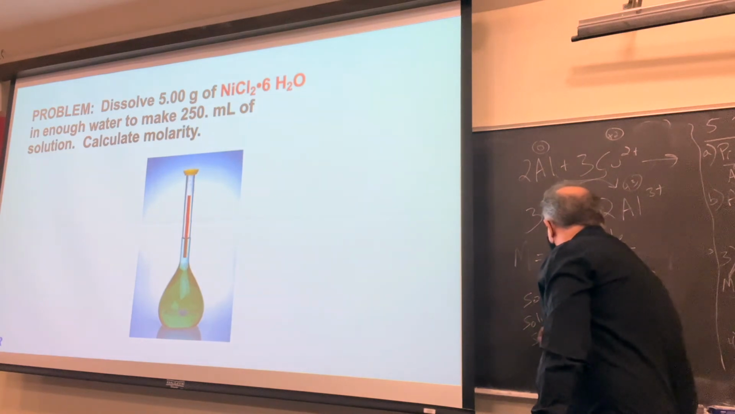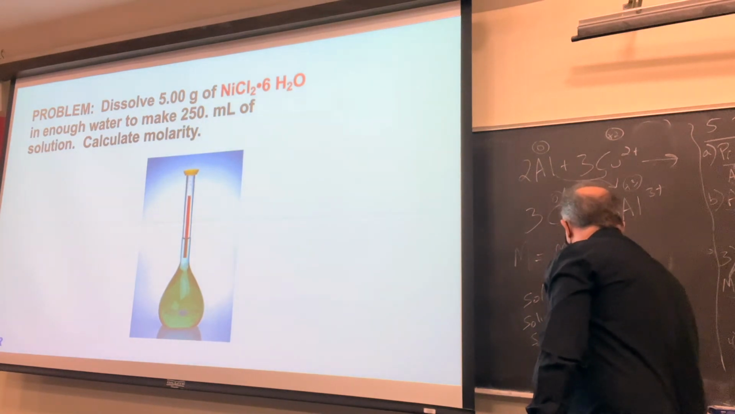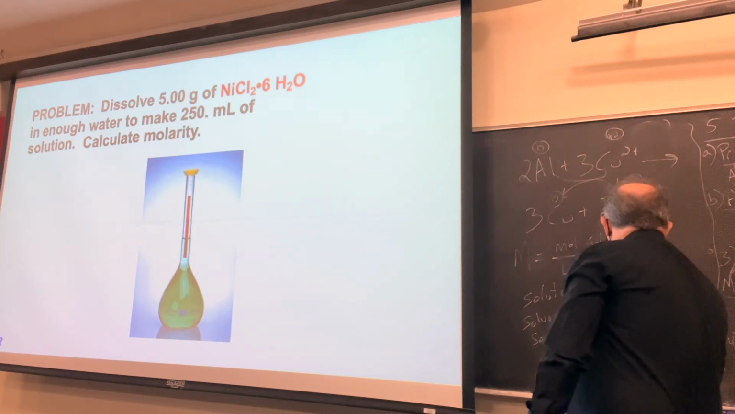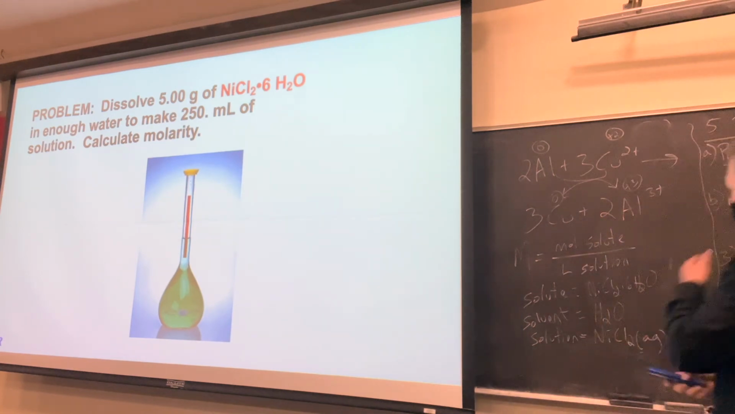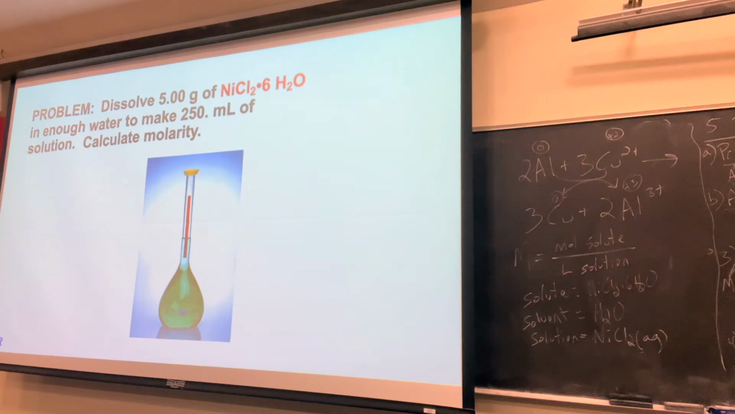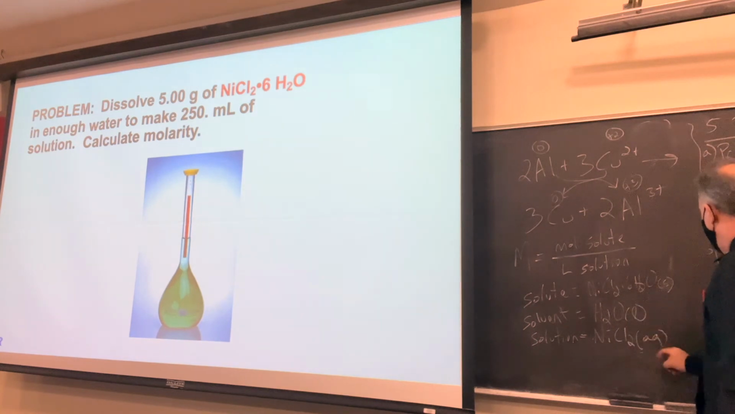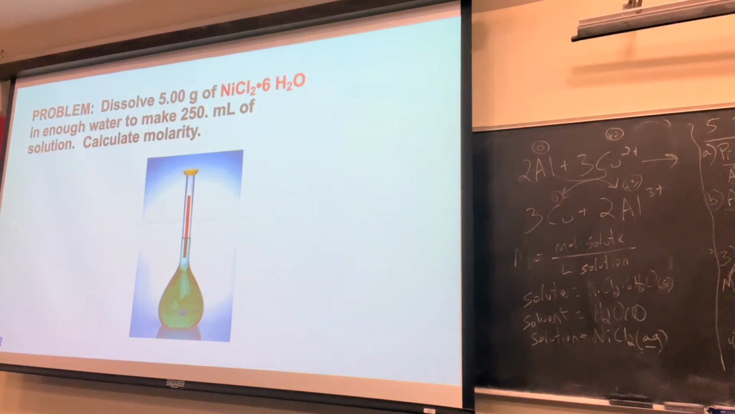And then the solution, in this case, would be the NiCl2 (aq). So notice how the waters just kind of go off into the solution. We don't worry about those. And the solute was a solid. I guess I could have written that in there. NiCl2.6H2O is a solid. Water is a liquid. But this one right here is aq.